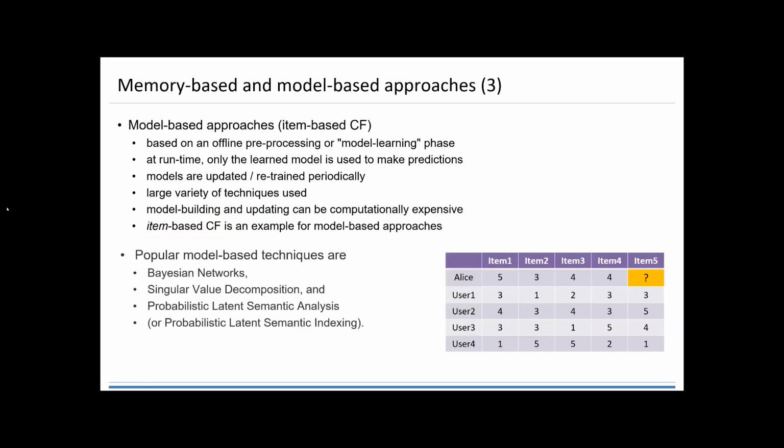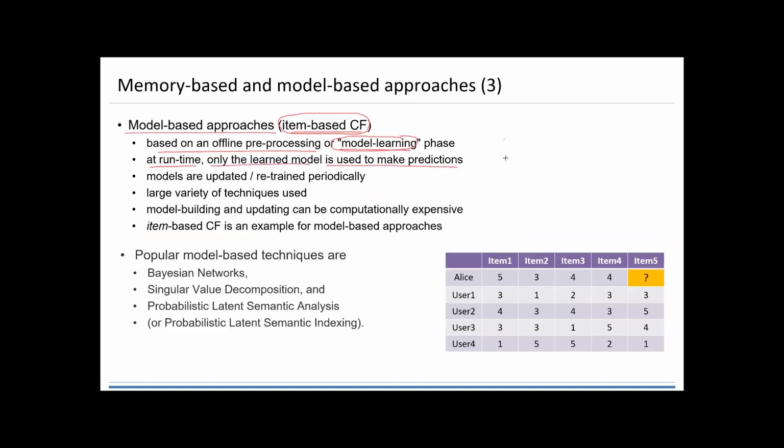There is another approach, which we call the model-based approach. We apply this in the item-based case. You already learned about item-based collaborative filtering. It is based on offline pre-processing, which means we already have some kind of model, and we use this model to predict something. At runtime, only the learned model is used to make predictions.